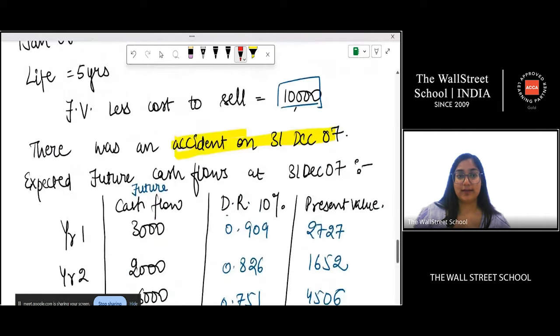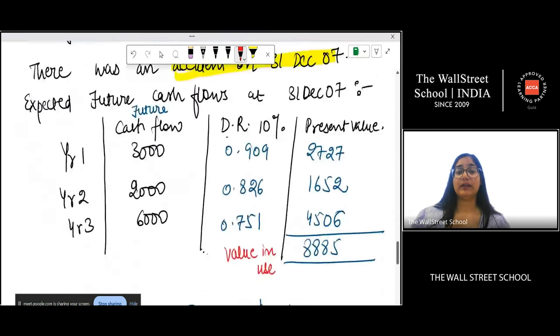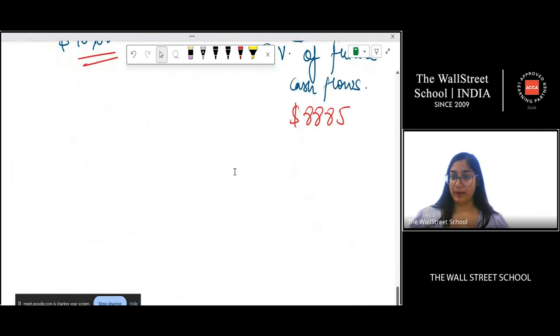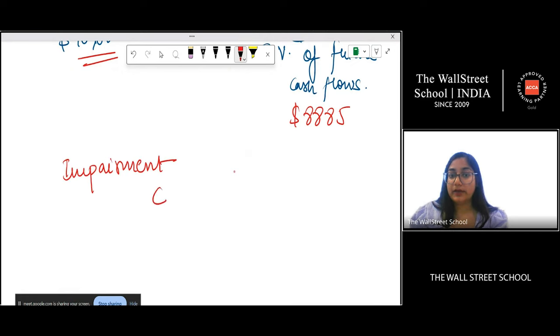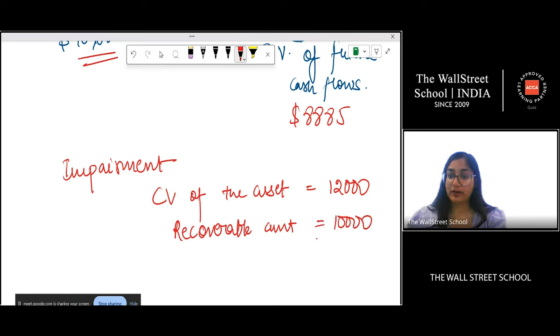Okay, so in the question it says the net book value is how much? 12,000, and the recoverable amount is 10,000. So is there any impairment happening? Impairment of 2,000 is there. How did we get the impairment? The carrying value of the asset was 12,000 that I have recorded in the books of accounts. And once I sell that asset, the amount that I'm going to get is 10,000, the recoverable amount. Whenever the carrying amount is higher and the recoverable amount is lower, then there's impairment. So an impairment charge of 2,000 will be done in your P&L.